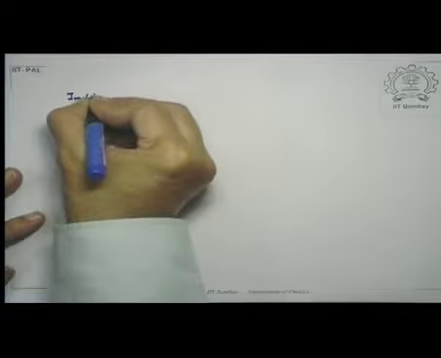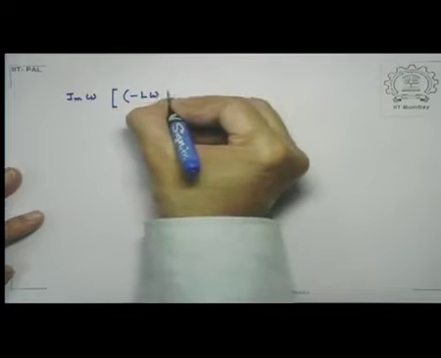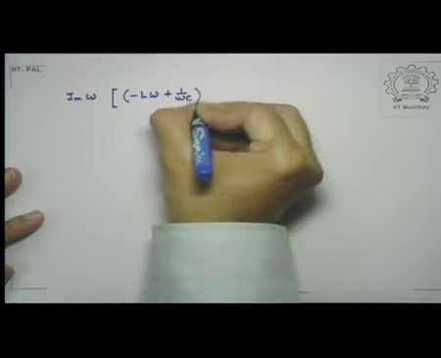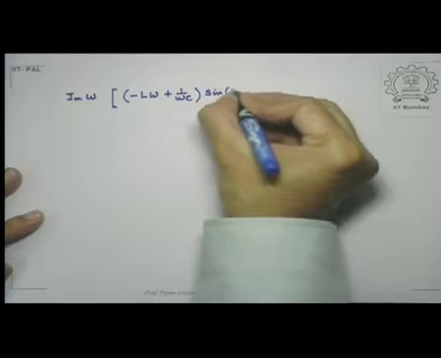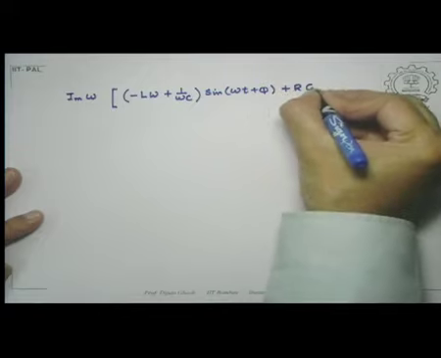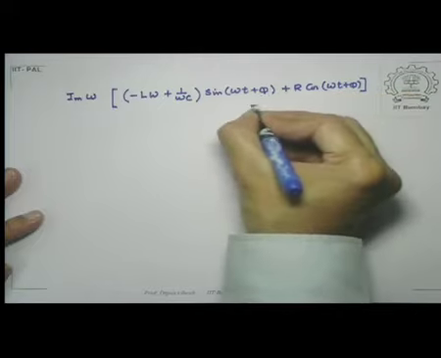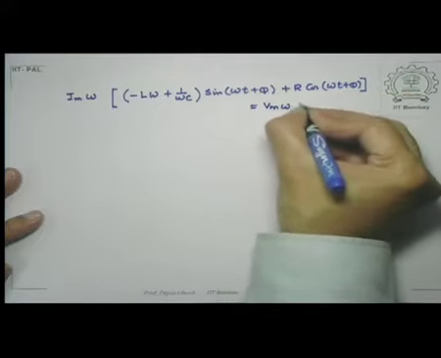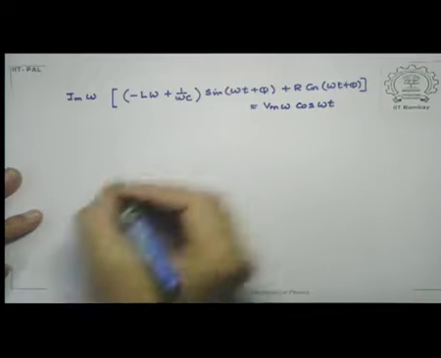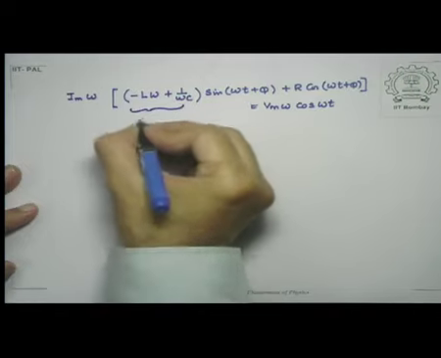So what I get from here is Im omega times minus L omega plus 1 over omega c times sine of omega t plus phi plus R cos of omega t plus phi, and that's equal to Vm omega cosine of omega t. Observe that this quantity here is xc minus xl.